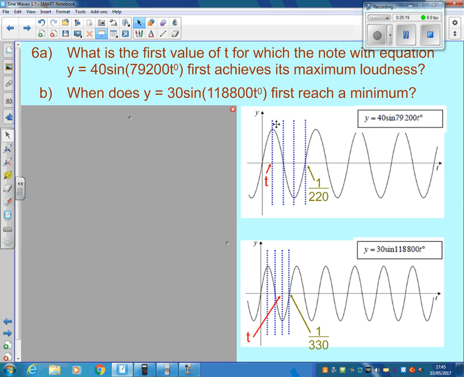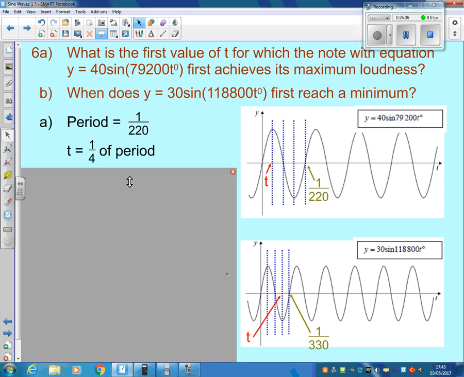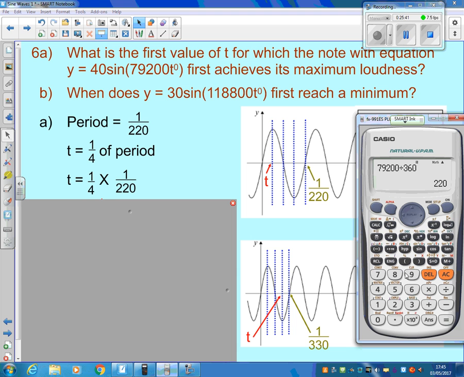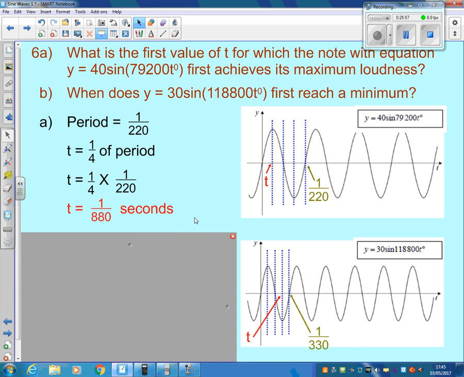And so the value of t I'm looking at is 1 quarter of that number there. So if that number, for instance, had been 8, my value of t would be 2. It would just be a quarter of 8. But it's 1 quarter of another fraction. So I say the period's 1 over 220. I want a quarter of the period, so that's 1 quarter times 1 over 220. So all I do is 1 over 4 multiplied by 1 over 220. Good, see, I still get 1 over 880, very fast.